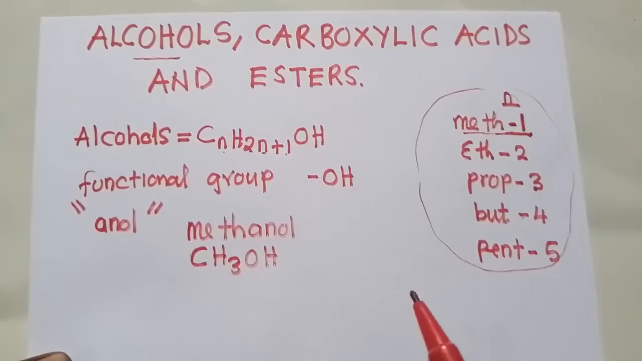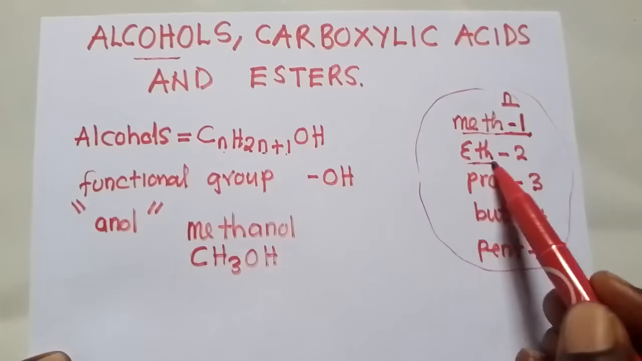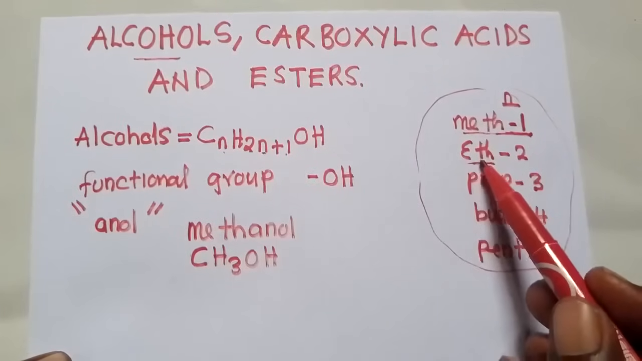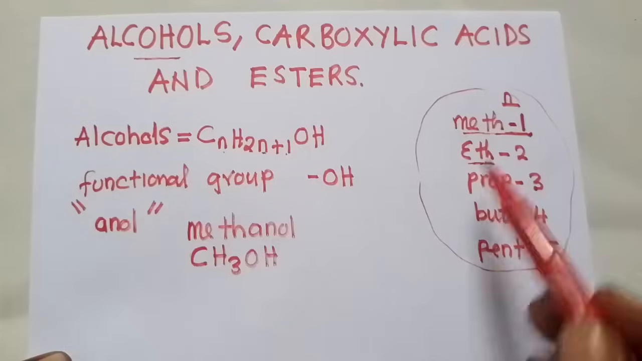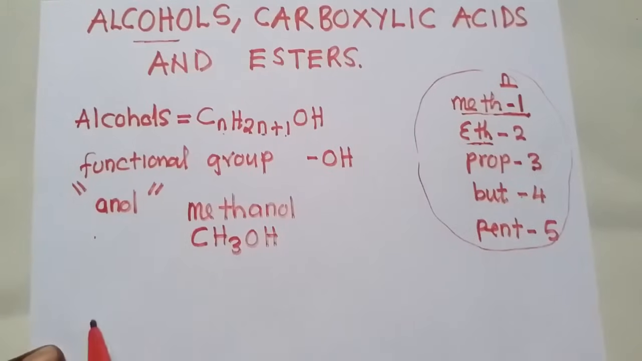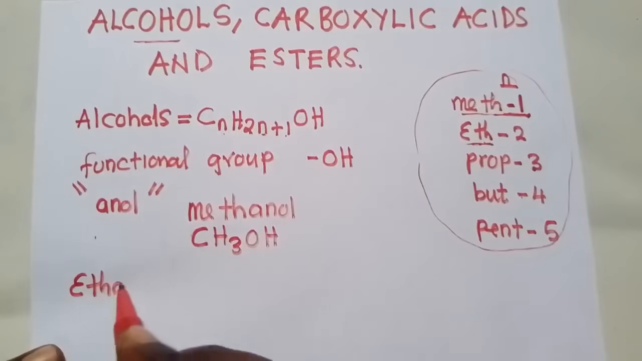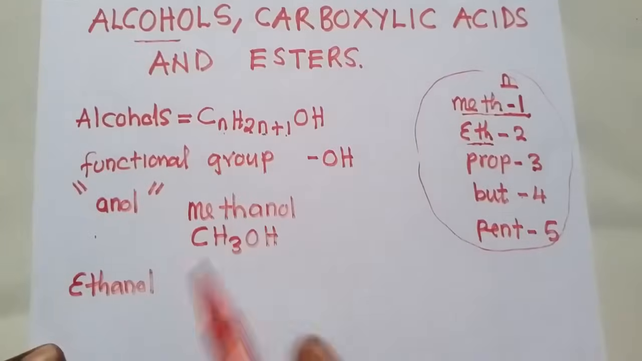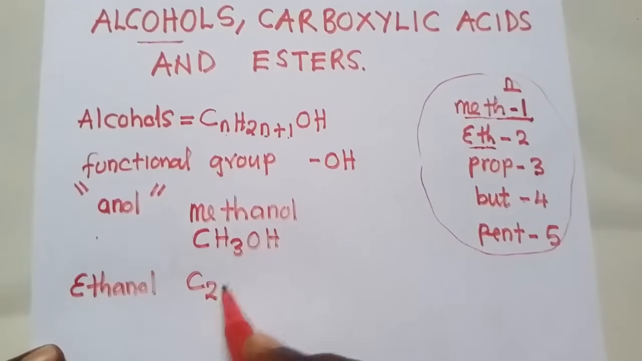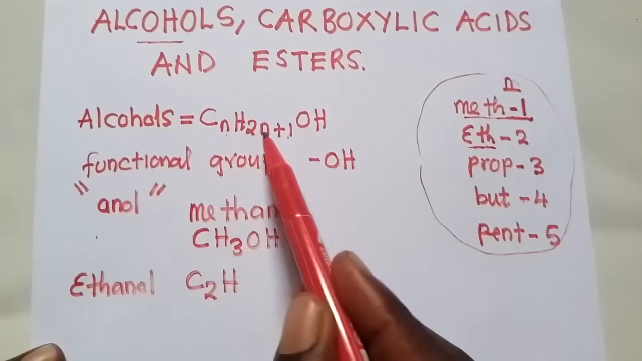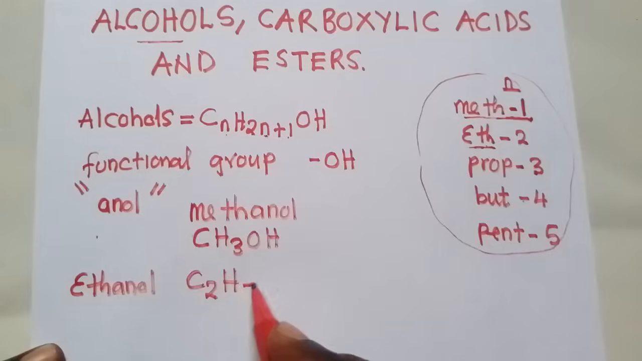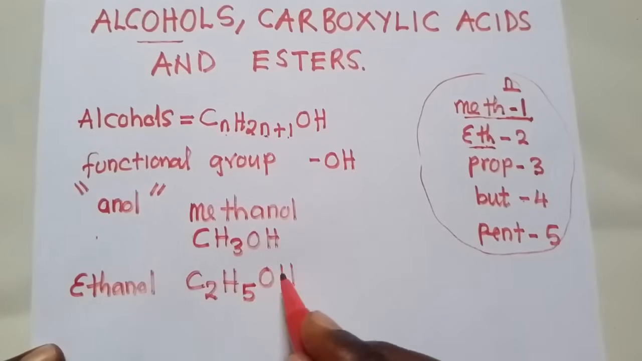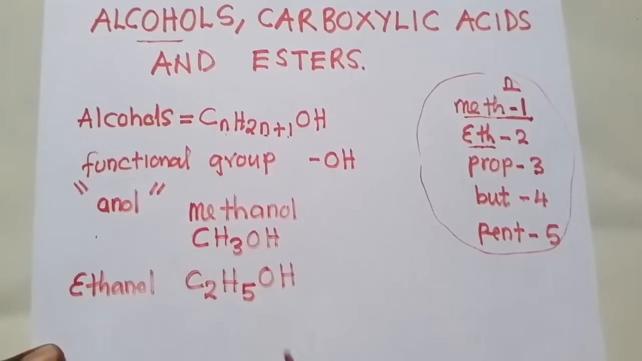What if you are told to write the second one here, which is called eth? Since you are under alcohols, you are going to call it ethanol. Ethanol has 2 carbons, so n is 2. I'm going to say C2, then H: 2 times 2 is 4, plus 1 is 5. So I put a 5 here, then I maintain OH. So this is how we write these compounds.